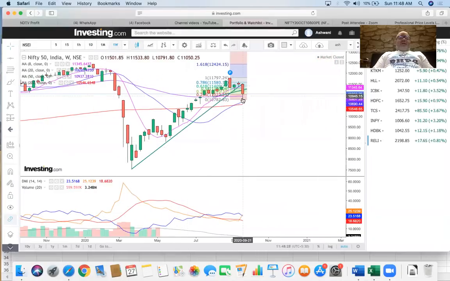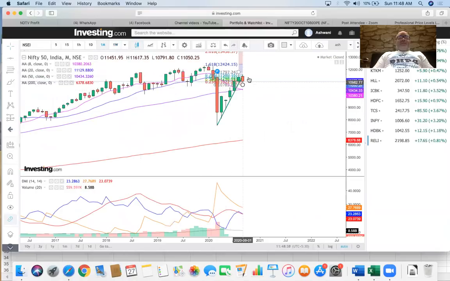Very strong downside on weekly, so it's very clear that on a weekly basis the market trend is down. On a monthly basis, for the first time in many months, we are going to have a down month in September. So the weekly and the monthly pressure is on the downside.